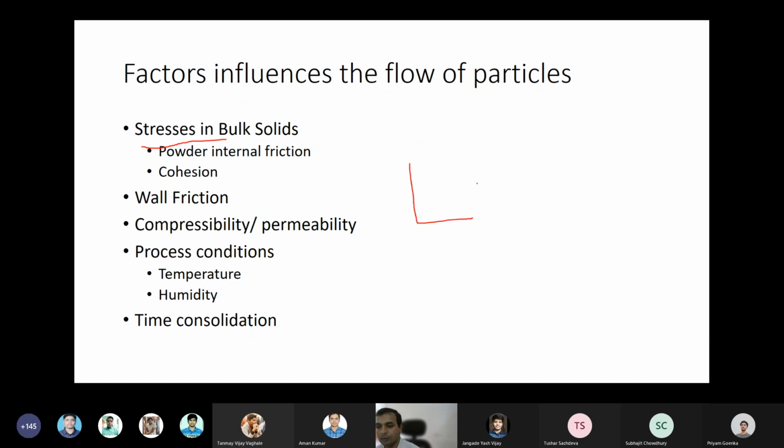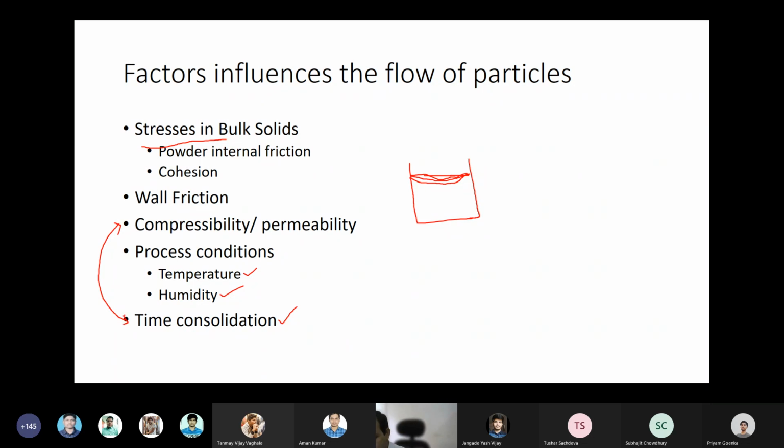What is meant by compressibility? Say you have stored some particles, and initially they are at this height. If you leave them for a long time, these particles can slowly settle down, and the height can reduce because of the compressibility of the particles. Then process conditions, temperature and humidity, as I mentioned. Then time consolidation, where packing between the particles increases as time increases. Compressibility and time consolidation are both interrelated.